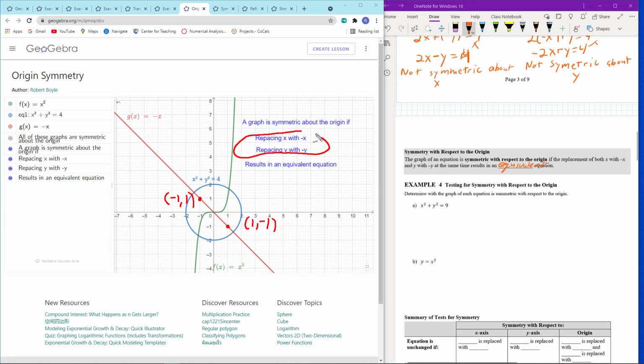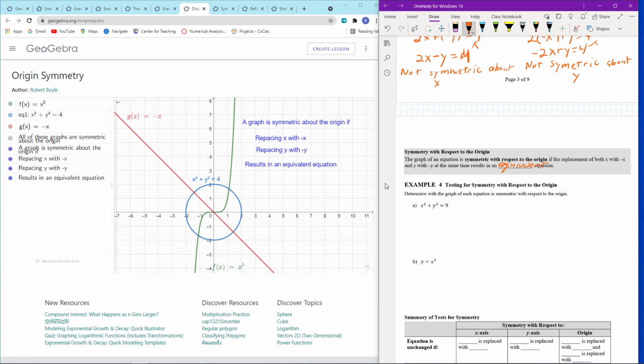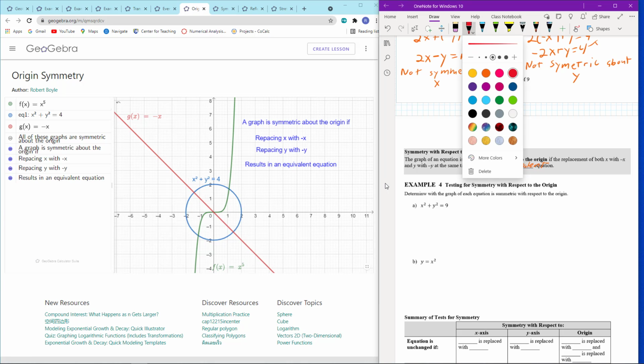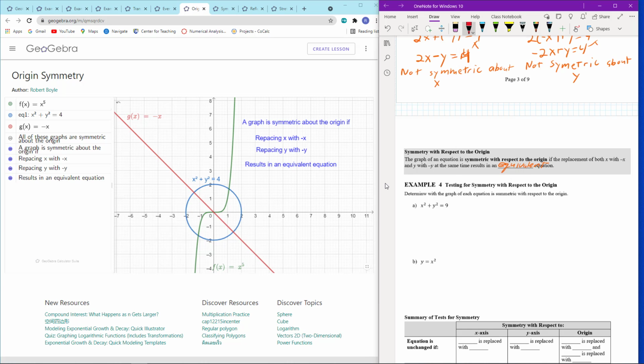If you can replace x with -x and y with -y, and you come up with the exact same equation, then you have symmetry about the origin. And that brings us to our next couple of examples. Okay, so here we want to test for symmetry about the origin, and we're going to look at this one, which is x squared plus y squared equals 9, which is a circle centered at the origin that has a radius of 3. So we know for a fact, since it's centered at the origin and it's a circle, we're going to have symmetry about the origin. But let's just go ahead and algebraically prove that.